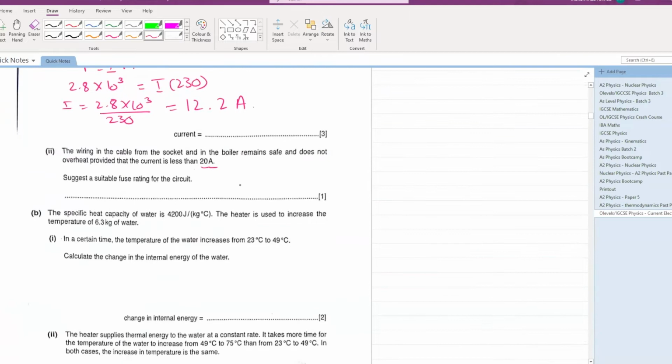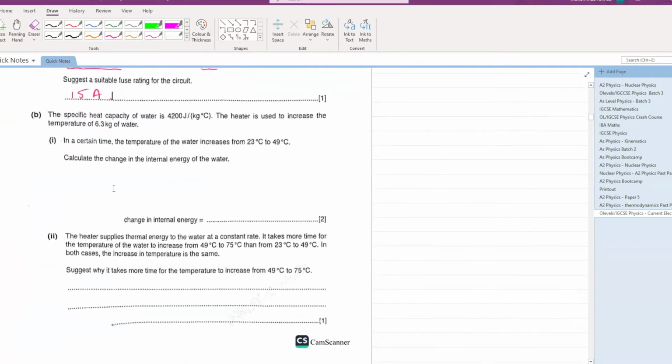So the wiring does not get overheated provided that your current is less than 20 ampere. Suggest a suitable fuse rating for the circuit. Obviously the fuse rating will be less than 20 ampere because the wires start to overheat at 20 ampere. Secondly, the fuse rating should be greater than 12 ampere because 12 ampere is the working current of the heater. So let's take a middle value, let's say 15 ampere fuse.